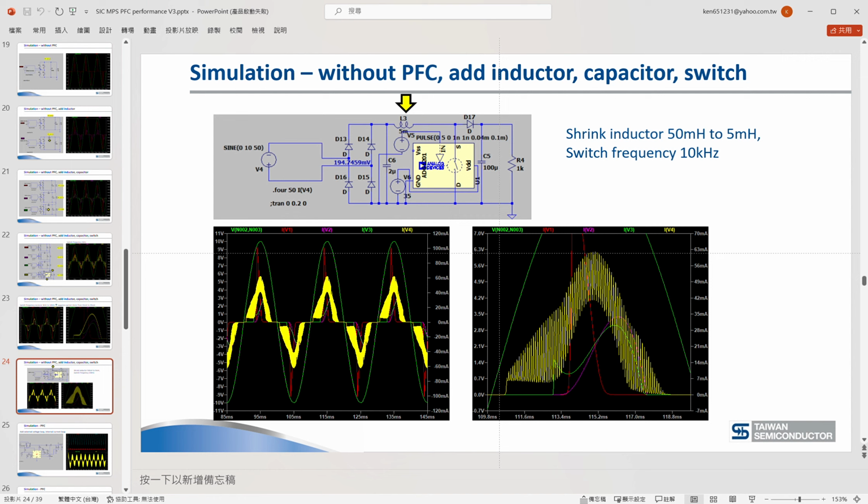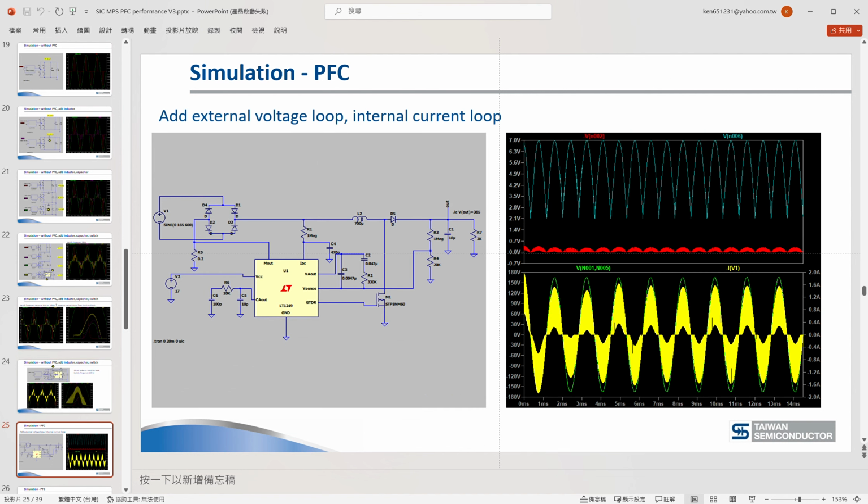We can reduce the inductance from 50 mH to 5 mH, and we get this input current waveform. It still stays the same, a sinusoidal and broader waveform, so the power factor stays the same. That's the reason that when we increase the frequency, we can reduce and shrink the component size. So finally, based on this circuit, we add another two portions, the external voltage loop and internal current loop, like we talked about previously.